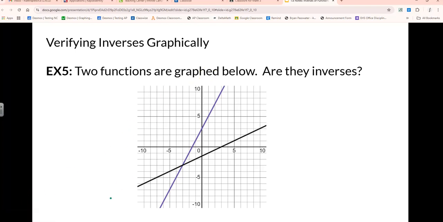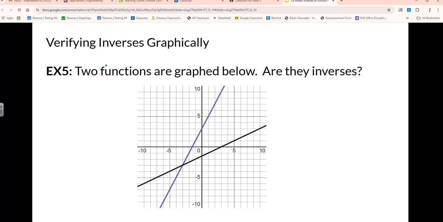Okay, so graphically, this is going to be really important for us because it is a very good way to check your work. So when we get to doing these algebraically, it is a very good way to check your work. I have two functions graphed right here, and they're asking me if these are inverses. And we don't have the equations of these.